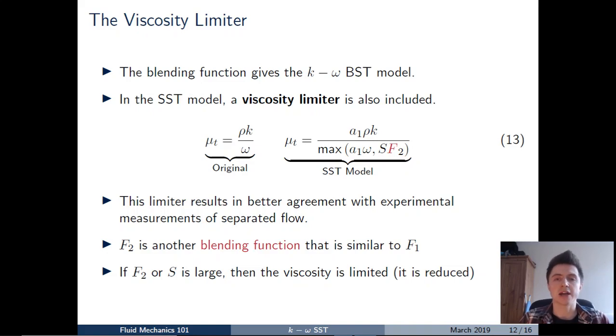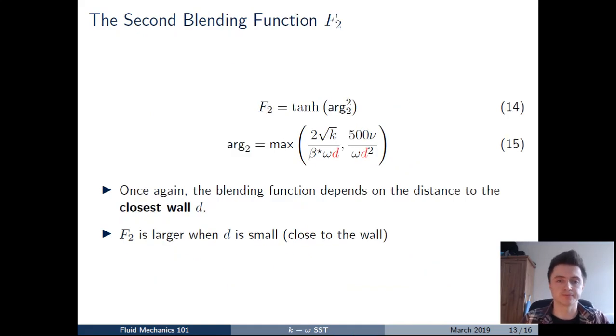However, if the product of S and F2 is large, then our viscosity is going to be limited, it's going to be smaller than we would get with the original model. Now S is the magnitude of the shear strain there, and F2 is another blending function. So this is going to be very similar to the last blending function we used, and this one is denoted by F2 to make sure that we're clear that it's different to F1, which was the blending function that we used between the equations. And F2 is going to be empirically calibrated as we did with F1.